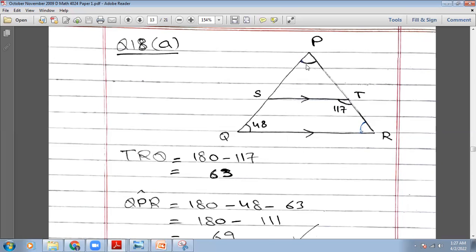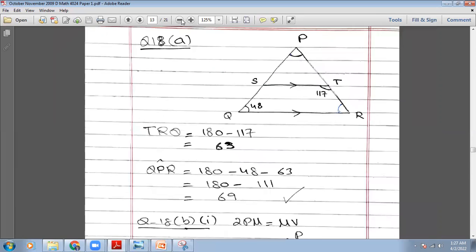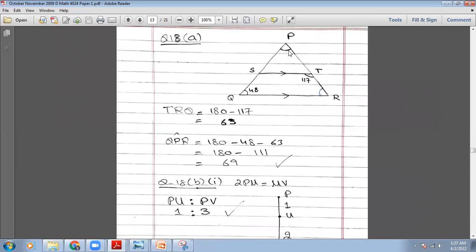The PQR is a triangle, so the sum of its angles will be 180. So you will have 180 minus 48 minus 63. So you will have 180 minus 111, and that will be 69. So the QPR angle, this angle, will be 69.